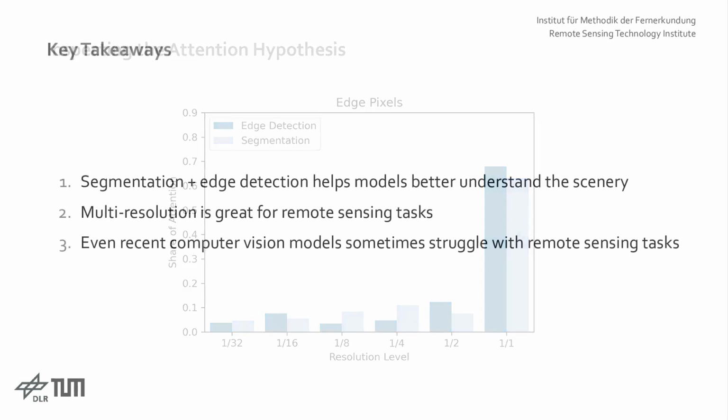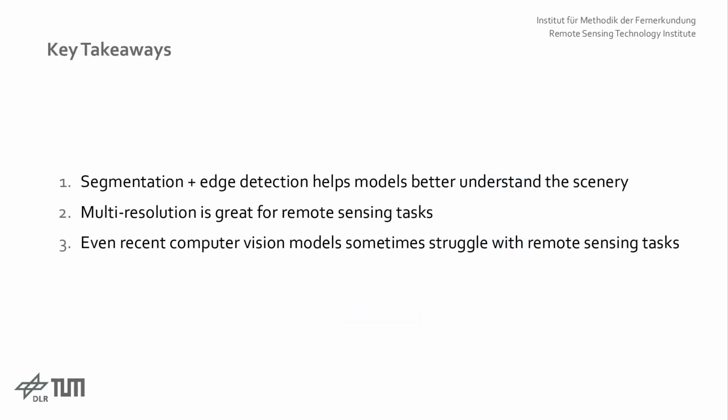To wrap it up, here are 3 things to take away from this presentation. First, enriching segmentation models with edge detection gives them a better understanding of the scenery. Second, working on multiple resolution levels is incredibly beneficial in remote sensing tasks. And third, even the most recent computer vision models can struggle when applied to remote sensing tasks.